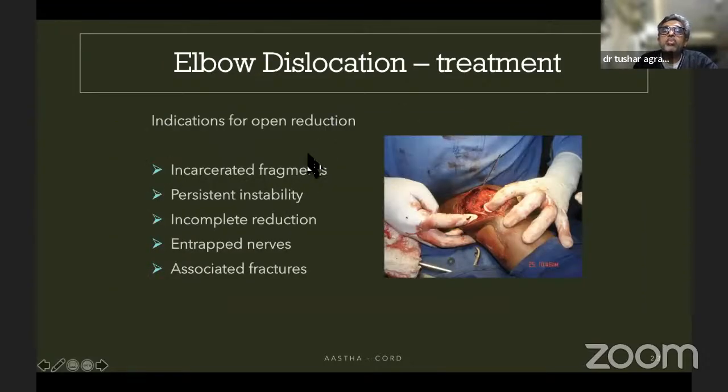Most of the elbow dislocations you will treat conservatively, but when do you operate? You operate when there are incarcerated fragments, or there is persistent instability, which means there is some soft tissue or bony interposition. When you feel there is incomplete reduction, because then you will never get full range of movement, and later on it will become very difficult to treat. When there are entrapped nerves, that means your endpoint of reduction is very soft and the patient actually becomes more painful later after the reduction. And when there are significant associated fractures.